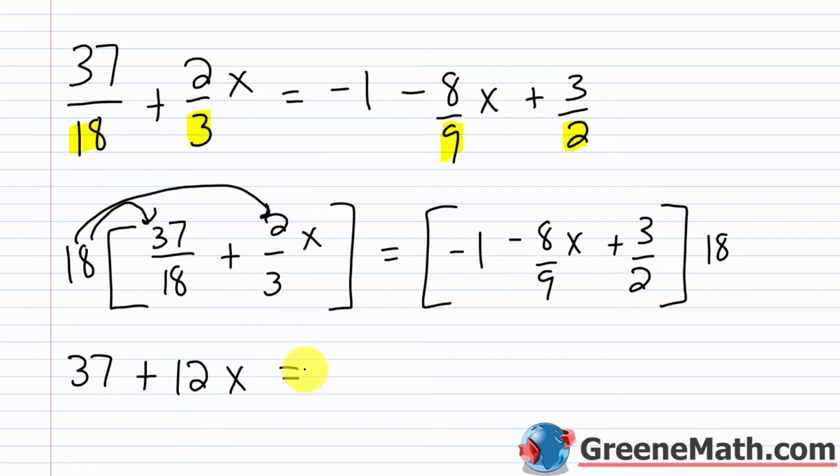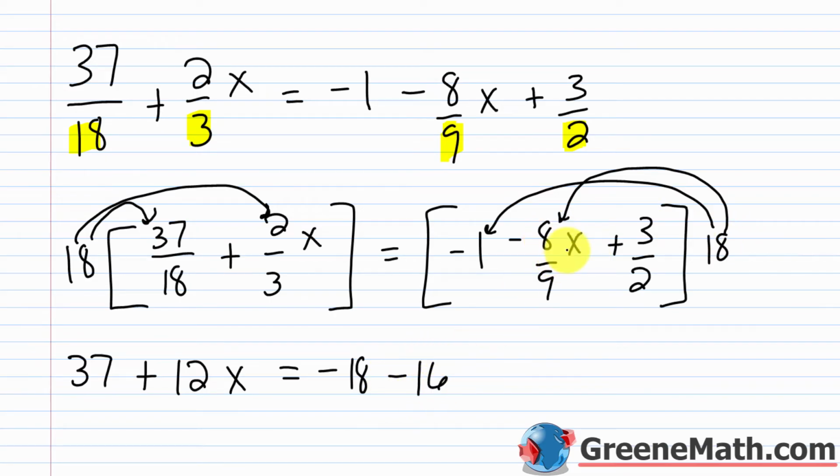And this equals, over here, 18 times -1 is -18. Over here, 18 times -8/9. Think about 18 canceling with 9 and giving me a 2. 2 times -8 is -16. So this would be -16 times that variable x. Then plus, lastly, I have 18 times 3 halves. 18 would cancel with 2 and give me a 9. 9 times 3 is 27.